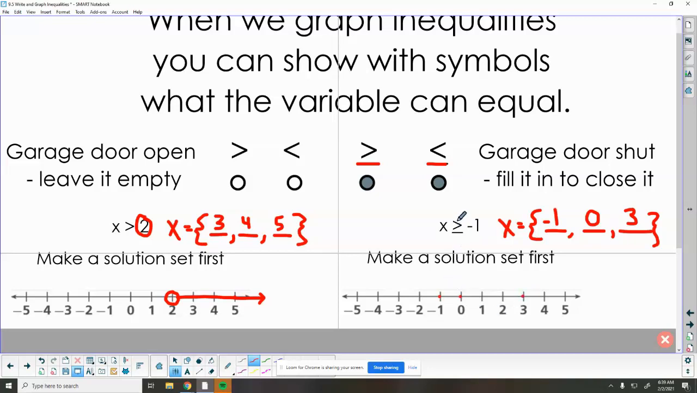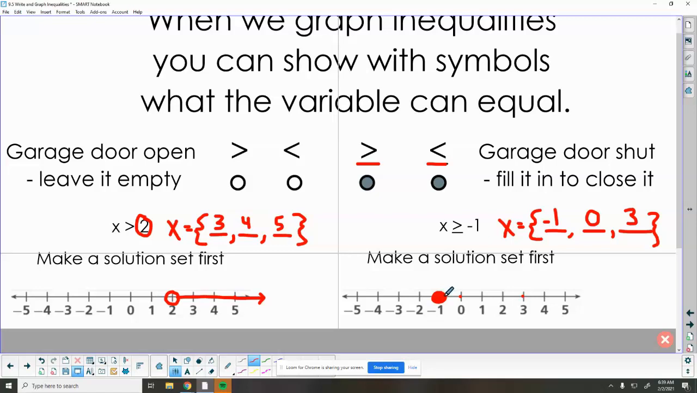So now I'm going to graph -1, and it's greater than or equal to. So remember that garage door is shut. So I need to put that big circle, and then I need to fill it in to say, yes, it can be -1. It's closed in on that number to trap it in there. So yes, it can be -1.